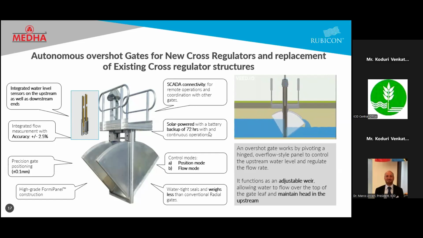Again, this particular gate also comes with two modes of control, that is position mode and flow mode. And finally, it is quite rigid and at the same time lightweight. So this particular gate acts as an adjustable weir, which conventionally used to be a temporary or permanent or rigid weir kind of thing. And now this leaf can be adjusted up and down as per the requirement to maintain the head at the upstream and also the flow at the downstream of it.